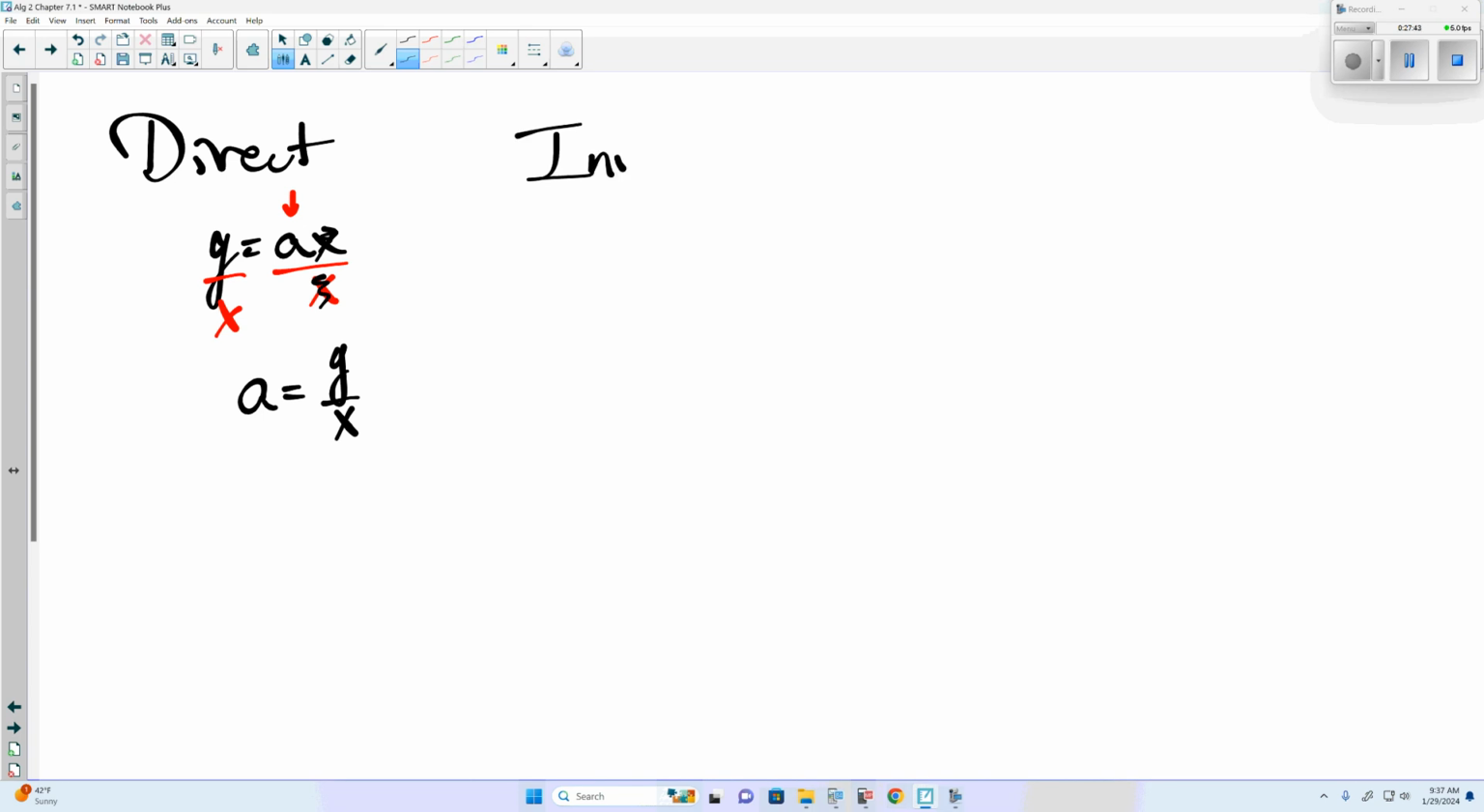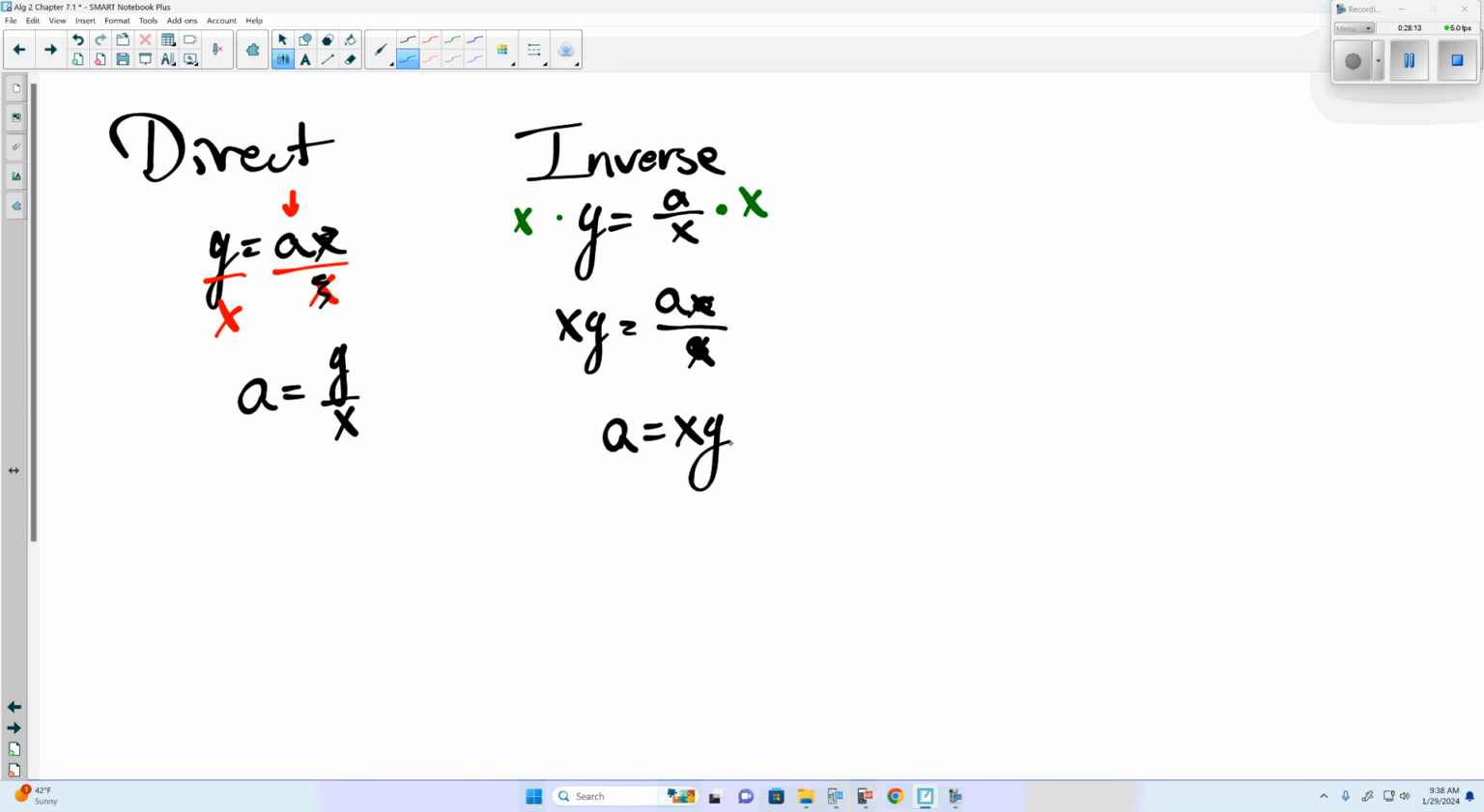Inverse. y is equal to a over x. Here, if I multiply by x on both sides, on the left side we get xy. On the right side, we have a times x over x, yes? Anything divided by itself is 1, yes? So the x over x would simplify, telling us a is equal to x times y. So we have a by itself. We have that constant amount by itself. So we can determine if it is direct or inverse. Does that make sense?